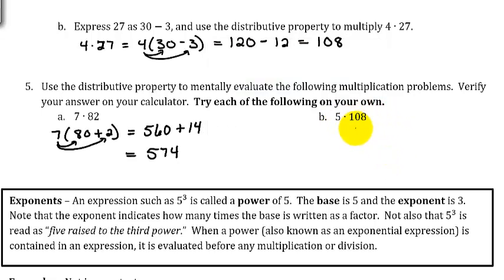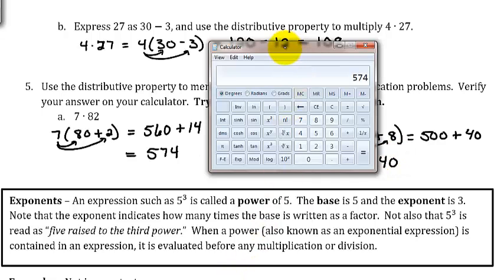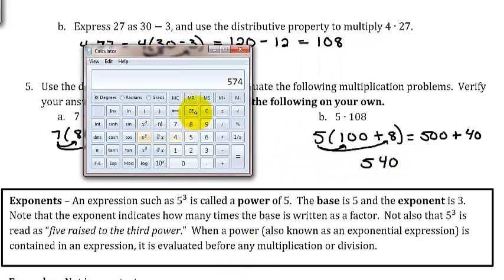Now we're going to do the same thing with 5 times 108. And I'm going to break that down. I like to use addition, so I'm going to break it down into 100 plus 8. Again, distribute the 5. 5 times 100 is 500, plus 5 times 8 is 40, and so we get 540. And then just checking that on our calculator, 5 times 108, and we do in fact get the 540.